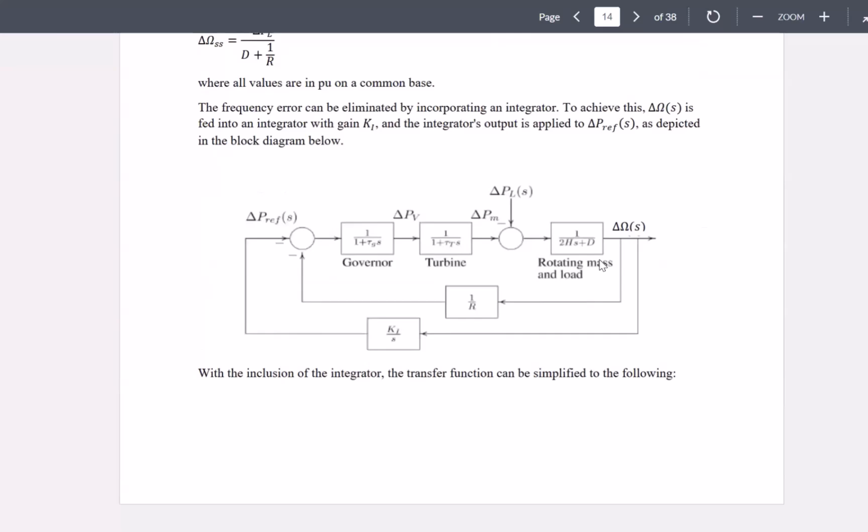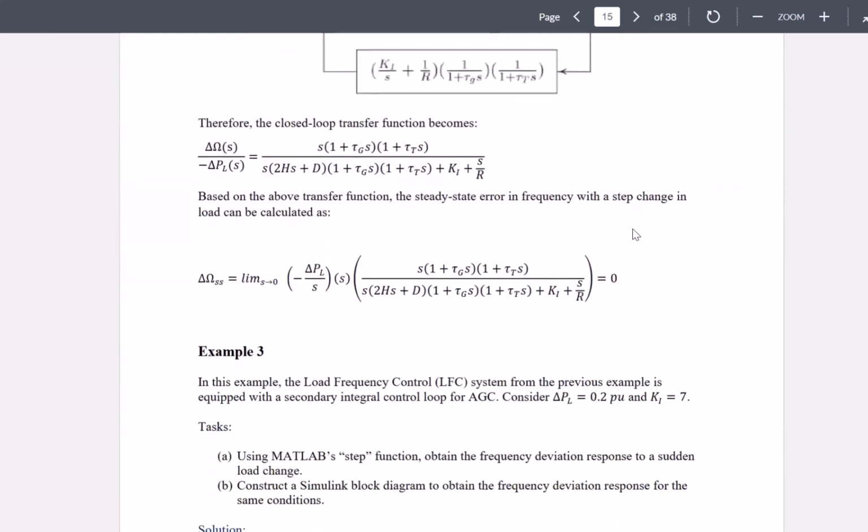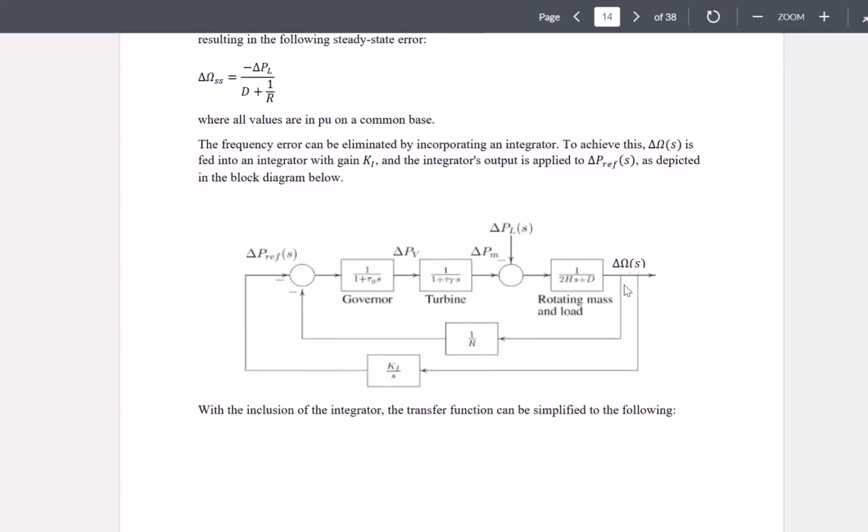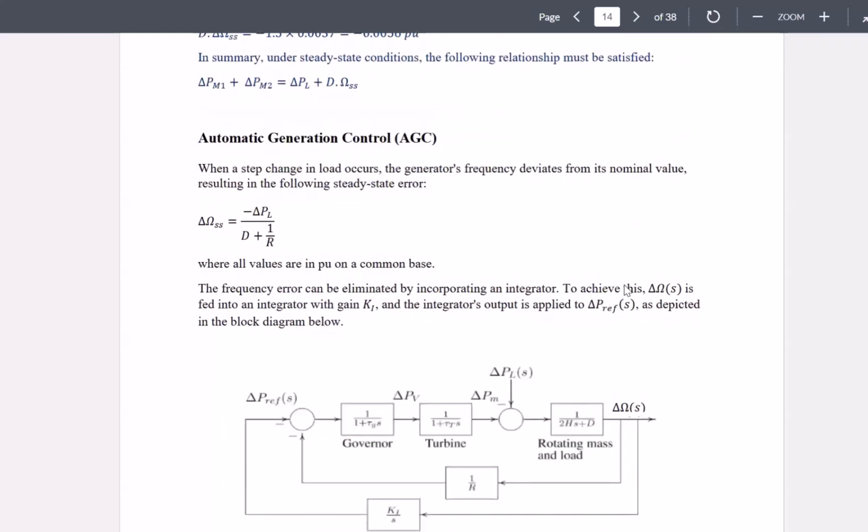So this is what is going to be done. And if you simplify this block diagram, again, with the delta PL as the input and delta omega as the output, this becomes the new transfer function. And if you use the final value theorem on this, you will see that when time goes to infinity, it's as if S times this transfer function when S goes to 0, right? So that becomes delta omega under steady state conditions, that becomes 0. So through this integrator, we can basically correct the frequency back. And this is called AGC, automatic generation control.